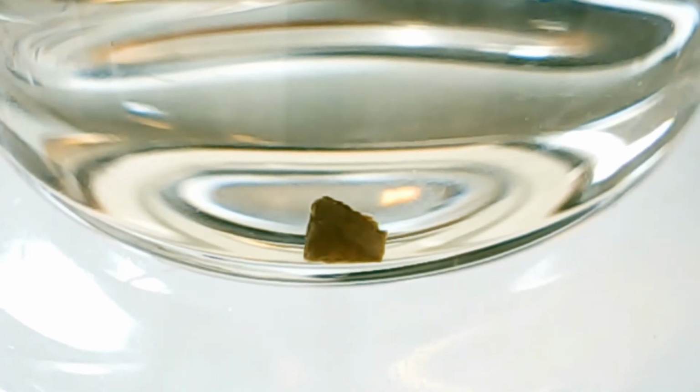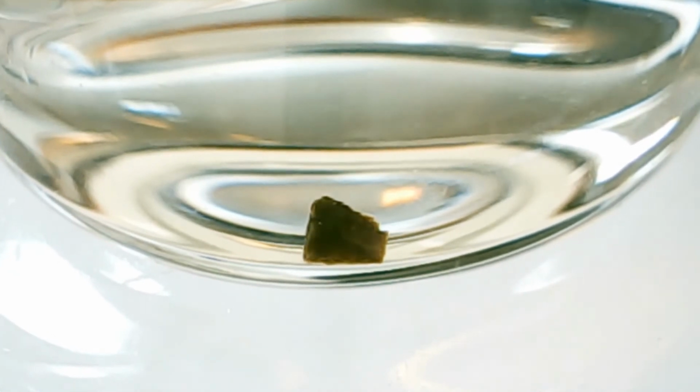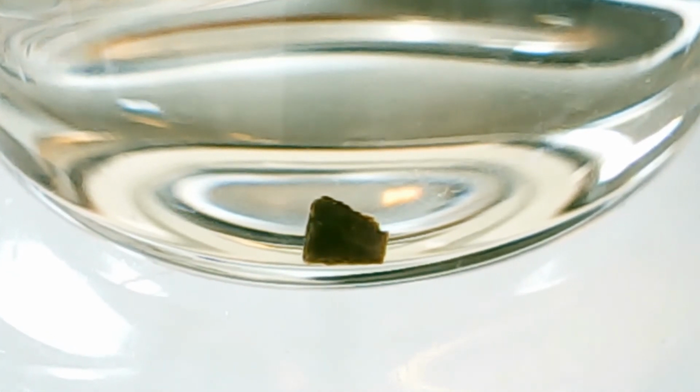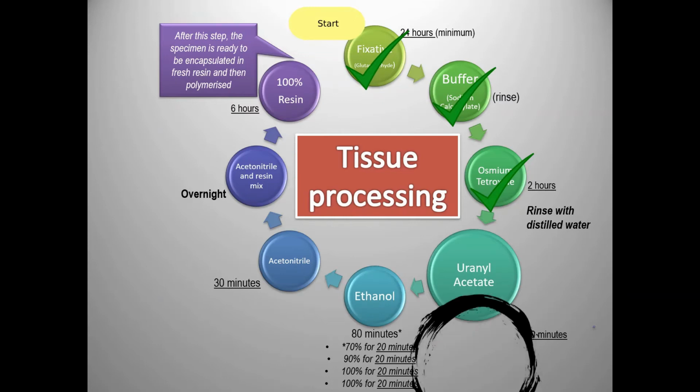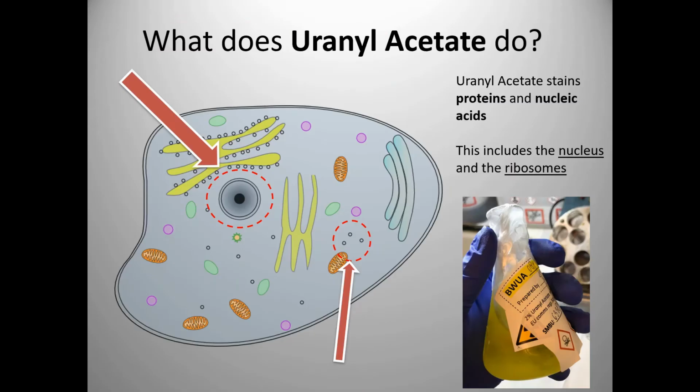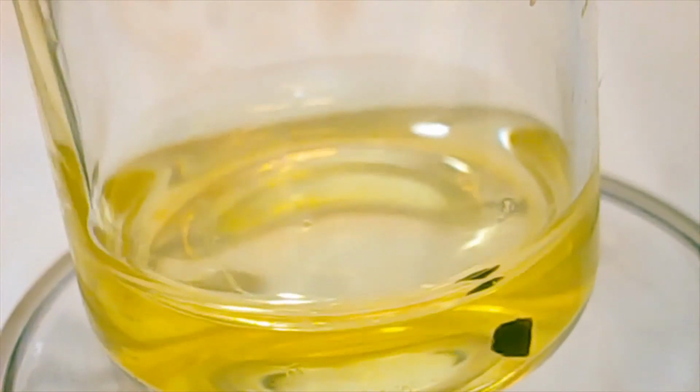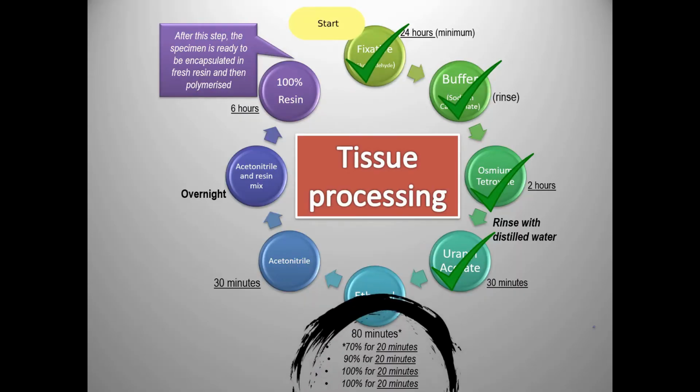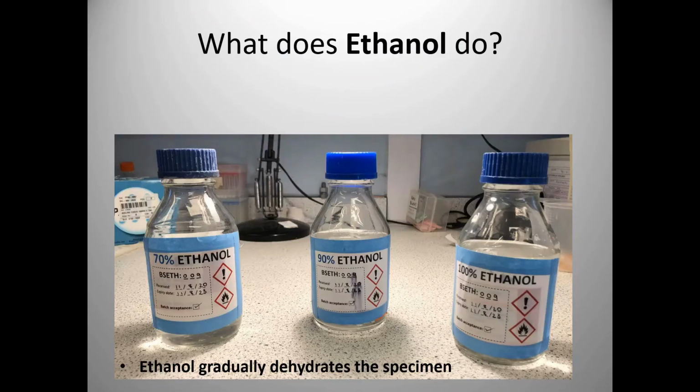This time-lapse video I think shows really nicely how osmium works and how it completely changes the colour of the specimen. Uranyl acetate is a bright yellow compound derived from uranium, and in microscopy it's used as a stain. Uranyl acetate targets the proteins and nucleic acids, so this is going to affect the ribosomes and the nucleus. The staining is going to improve microscopic quality because it's going to add contrast to the targeted areas.